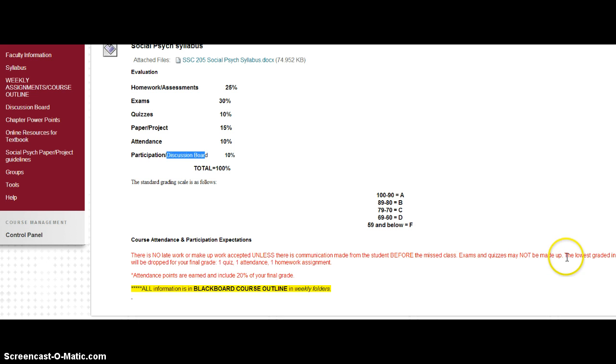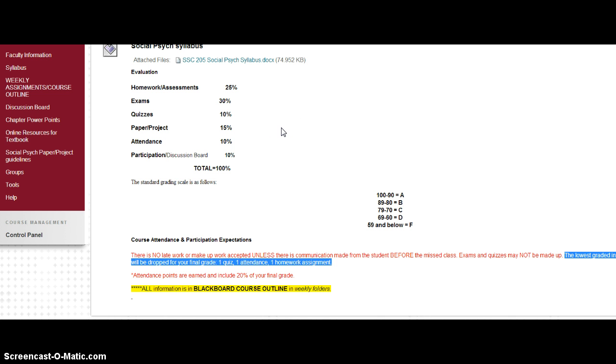I do, though, drop the lowest quiz, attendance, and homework for your final grade. So if you are in class and don't miss, it's going to be a bump. If you miss once, it really shouldn't affect your grade too much. If you're missing more than once, then there's a pattern, and you will see a deficit in your grade.